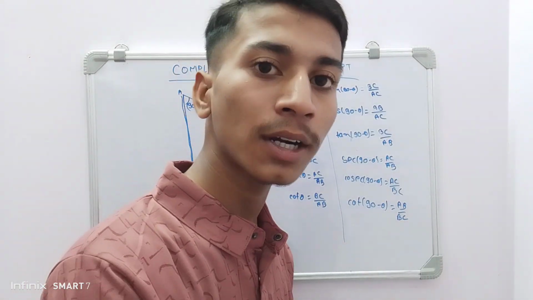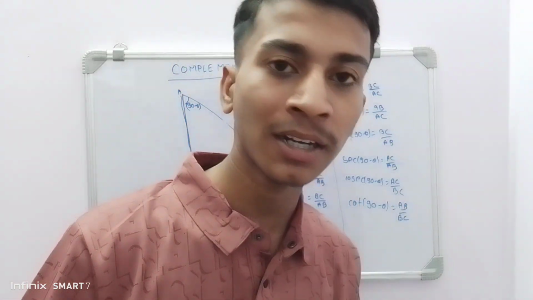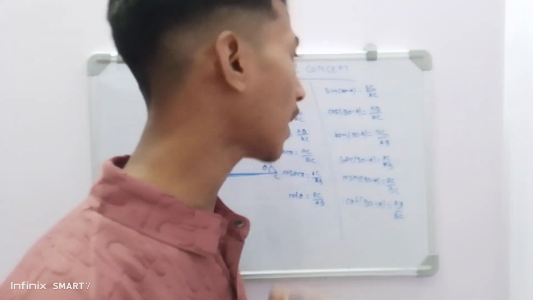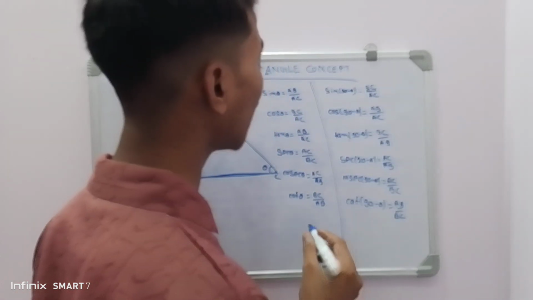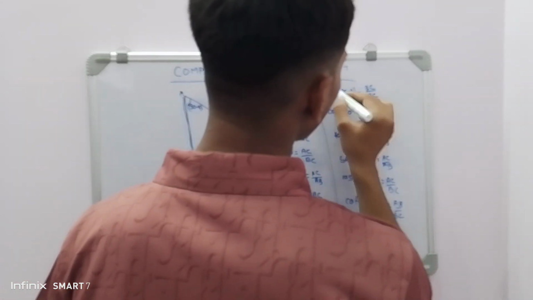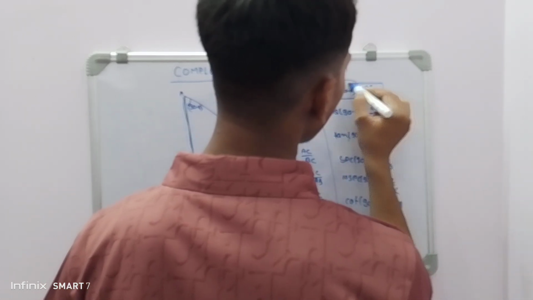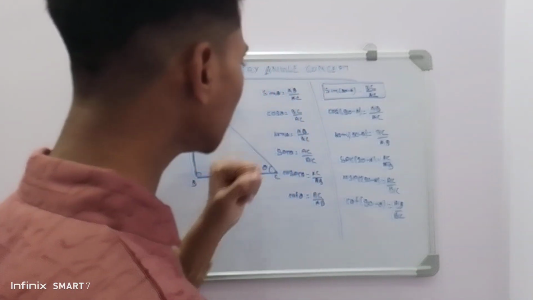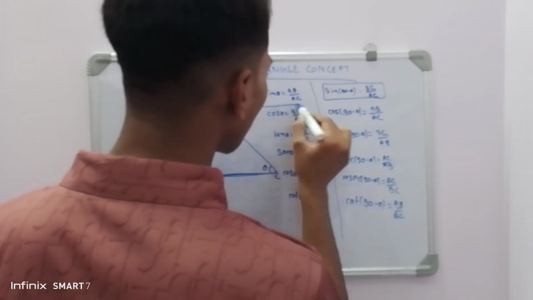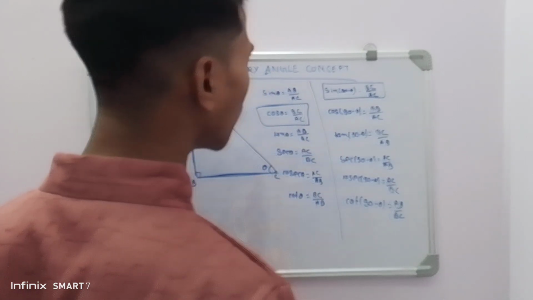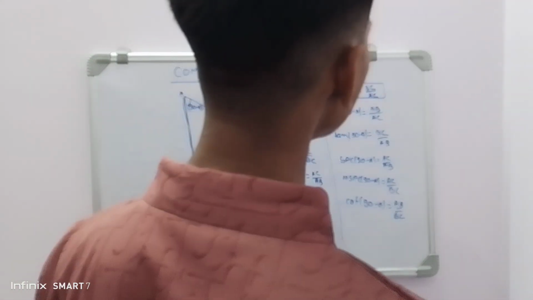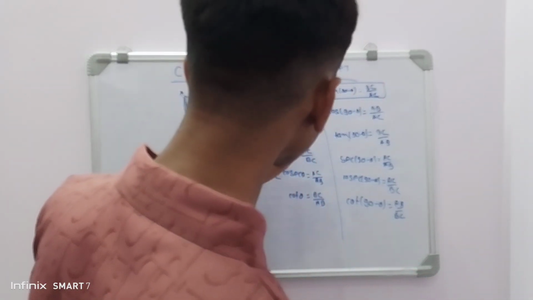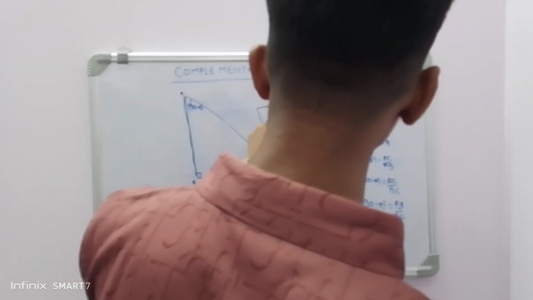Now if you have done this, you have to make an observation, and then you will be able to understand why sine of 30 is equal to cos of 60, and what the main concept is here. You can see that sine of 90 minus theta is equal to BC by AC, and cos of theta is also equal to BC by AC. So sine of 90 minus theta is equal to BC by AC, and cos of theta is equal to BC by AC.